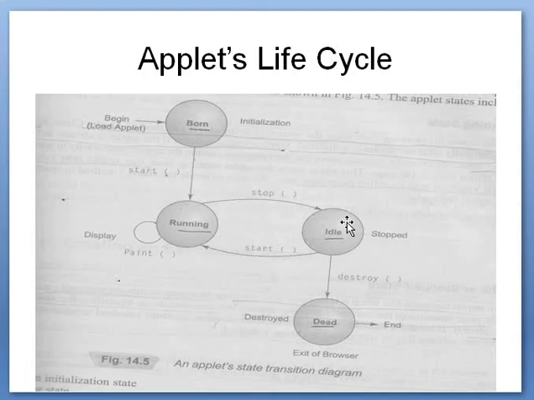Again, suppose we are maximizing the applet window, then the start method is invoked automatically. That leads to invoking the paint method to display the output. Or if we need to stop the applet, then the stop method is invoked. Suppose we again need to display that particular applet, then the start method is invoked, otherwise it will stop. Idle means the stop method is invoked here, so either that may go to start or destroy.